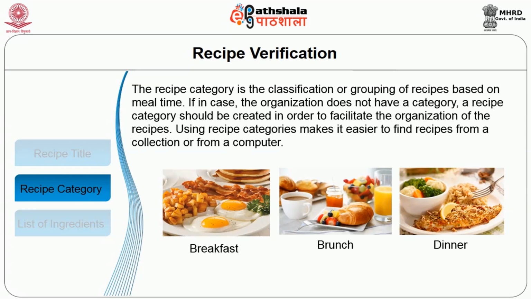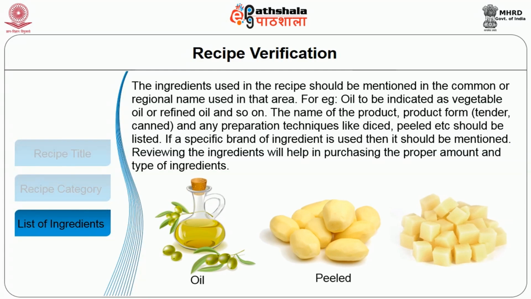Recipe category. The recipe category is a classification or grouping of recipes based on meal time. For example, a recipe may be categorized as a breakfast item or a brunch or a dinner recipe. If the organization does not have a category, a recipe category should be created in order to facilitate the organization of the recipes. Using recipe categories makes it easier to find recipes from a collection or from a computer.